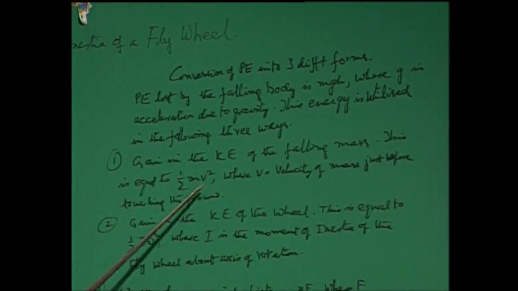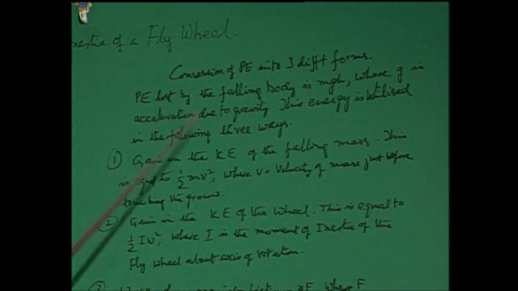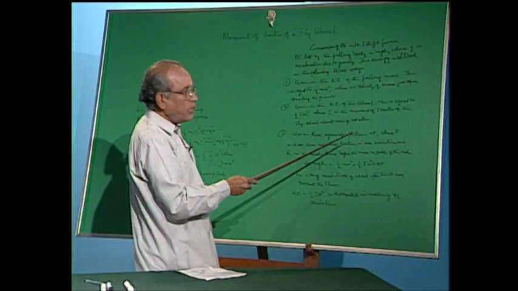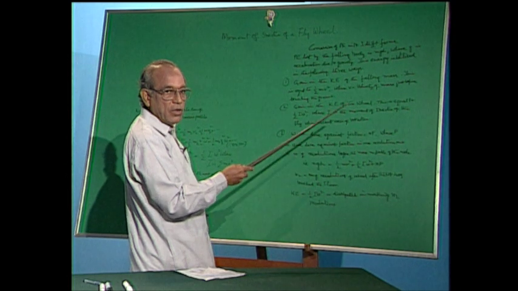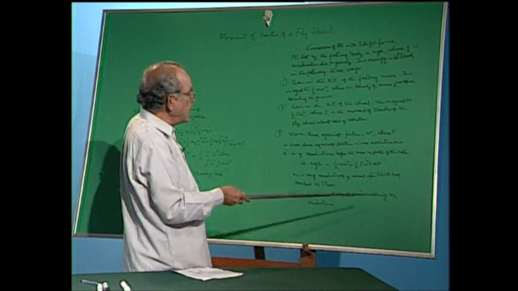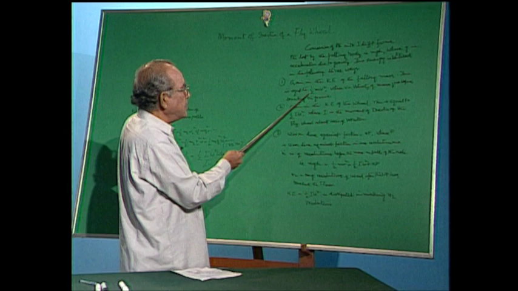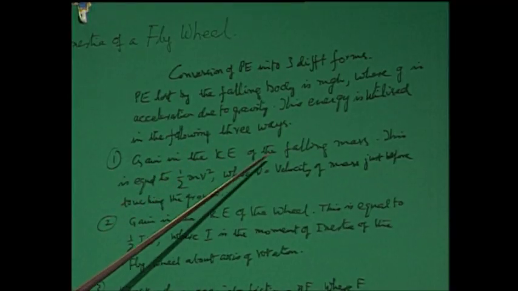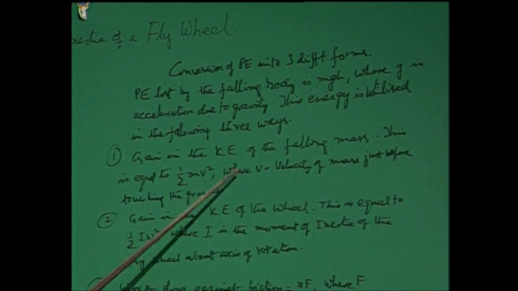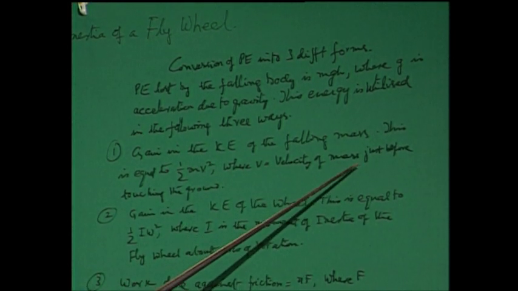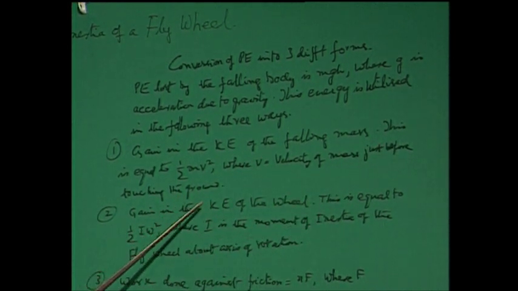This is equal to half mv square. As the weight descends from the axle, the weight which you have put on the axle at a height, as it descends, there will be a gain in kinetic energy. So, the gain in the kinetic energy of the falling mass is equal to half mv square, where v is the velocity of the mass just before touching the ground.